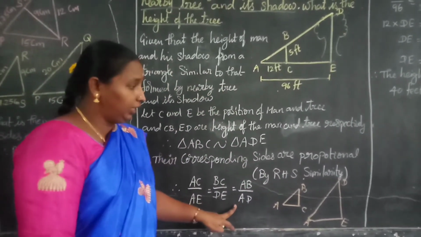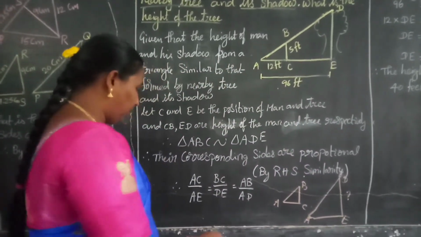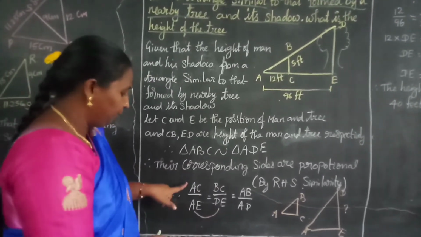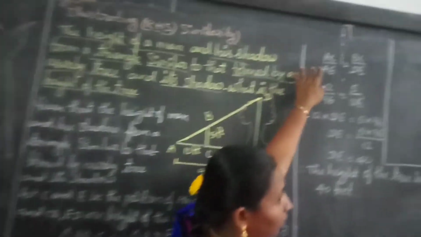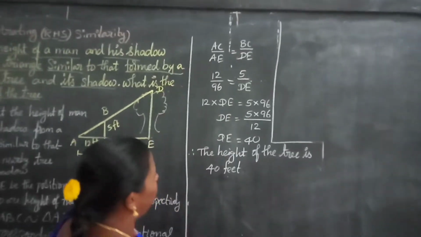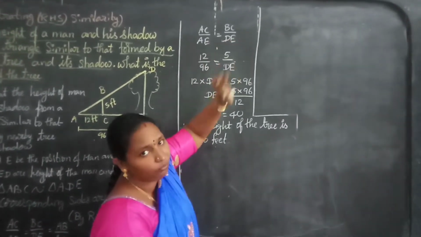Now what do we need? Only the DE value, the height of the tree. So take the two ratios that contain DE, and then we can find DE. So AC by AE equal to BC by DE. Why are we taking this? We are going to find the height of the tree, that is nothing but the DE value.